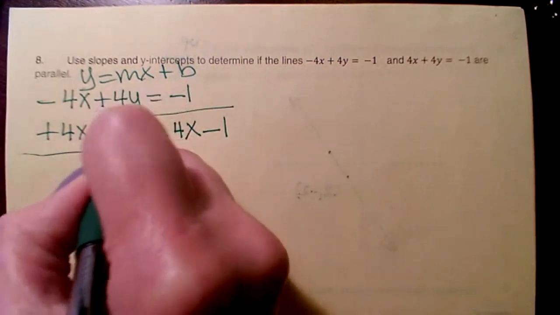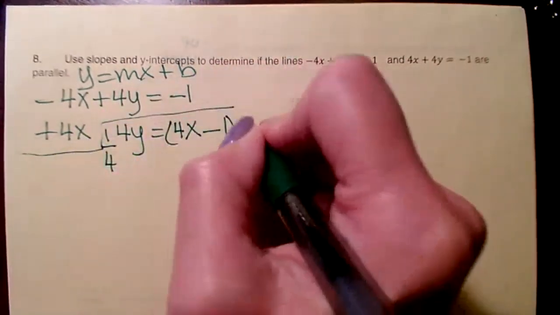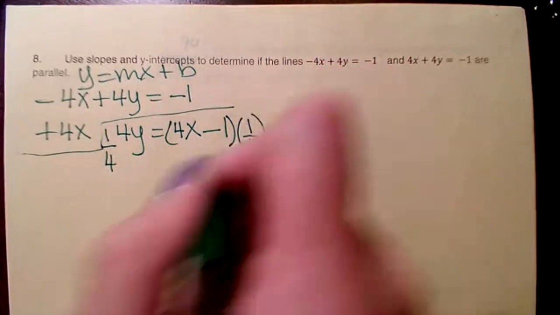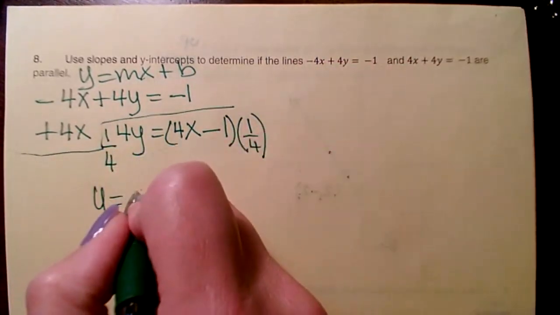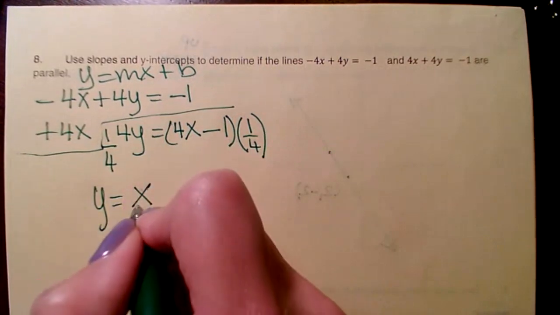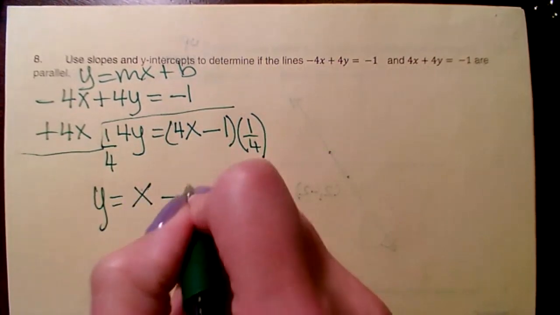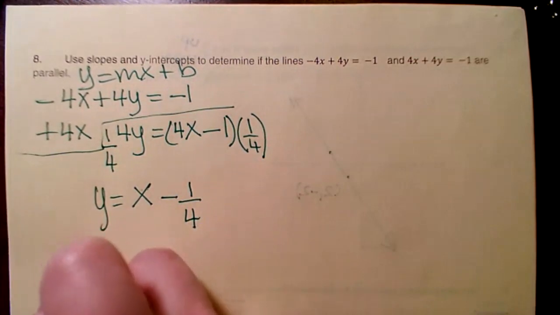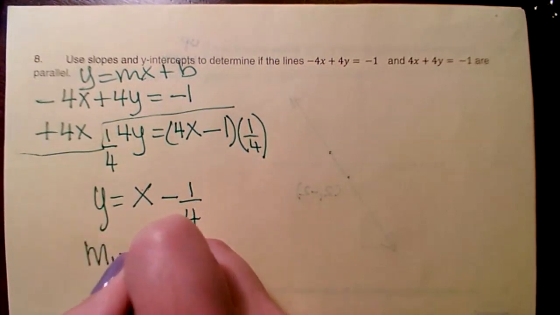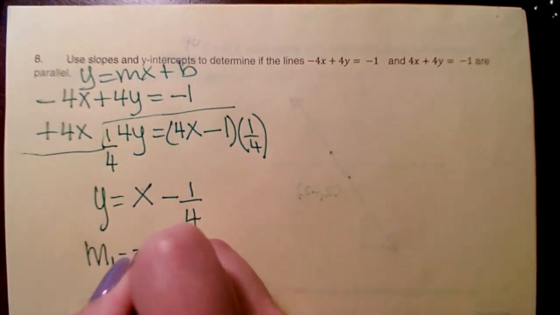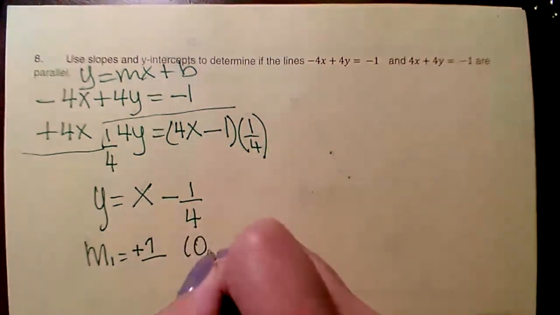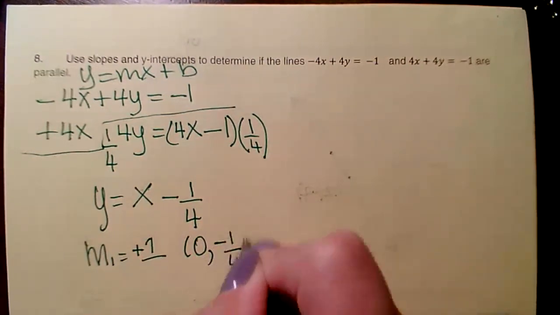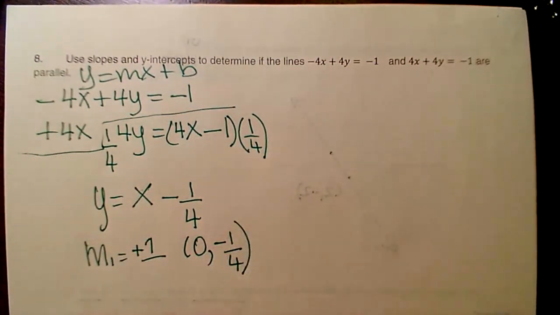And now we're going to multiply by the reciprocal. And what we get is 4 over 4 is 1, so it's going to be x minus 1 over 4. So my slope is going to be positive 1, and my y-intercept is going to be 0, negative 1 over 4. Let me go ahead and do the other one.